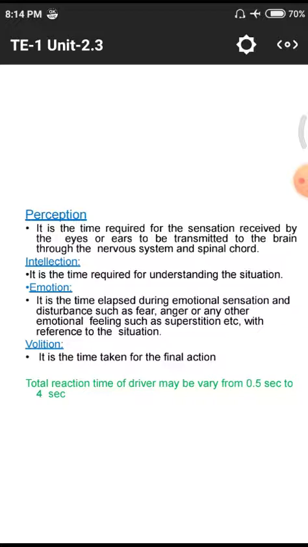And the next one is volition. It is the time for the final action. That means the action could be applying the brakes, moving the clutch, or using the steering, different kinds of actions we take to avoid accidents. The total reaction time of the driver may vary from 0.5 to 4 seconds. That means half a second to 4 seconds.